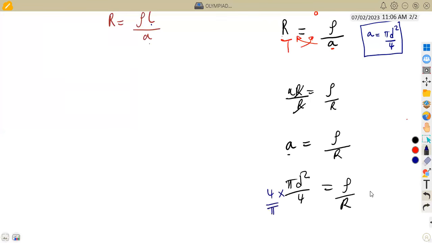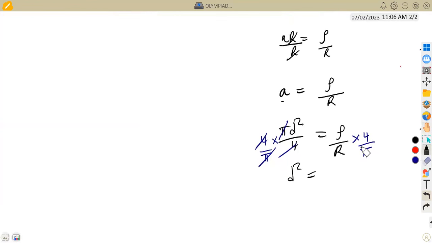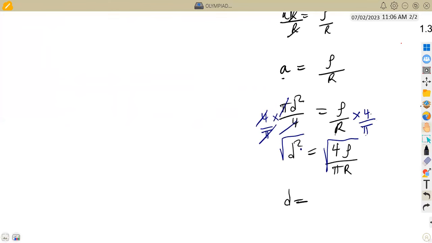But what we do on the left-hand side is to be done also on the right-hand side. So the moment you multiply, these will cancel together and you remain with d squared. So d squared will be equal to, if you multiply 4 times this resistivity, 4 resistivity over pi times r. To make d the subject, definitely introduce the square root to remove the square. So our diameter is going to be equivalent to the square root of 4 times the resistivity over pi r.